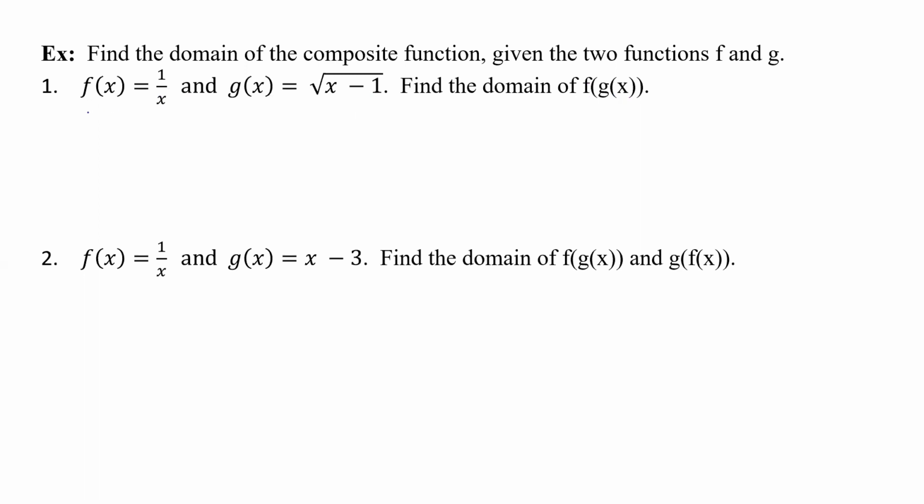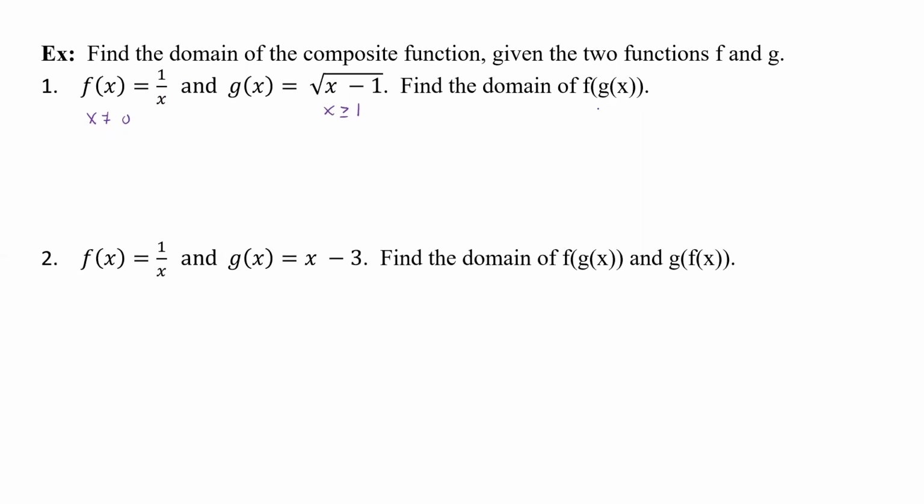Here we know x cannot equal 0, and here we know that x has to be greater than or equal to 1. That's because we set what's underneath the radical greater than or equal to 0 and solve. So we took the 1 over x, and we know we can't divide by 0. Those are the two individual domains, and then if we wanted to, we could write them in interval notation.